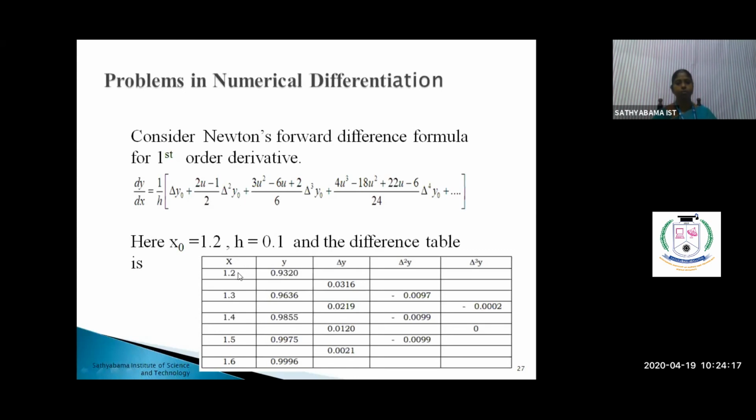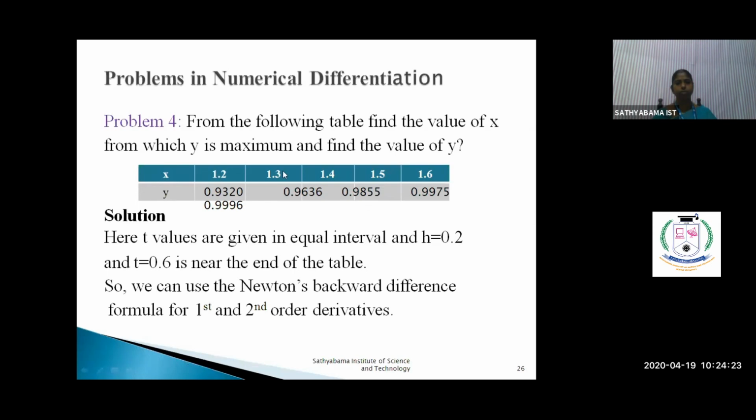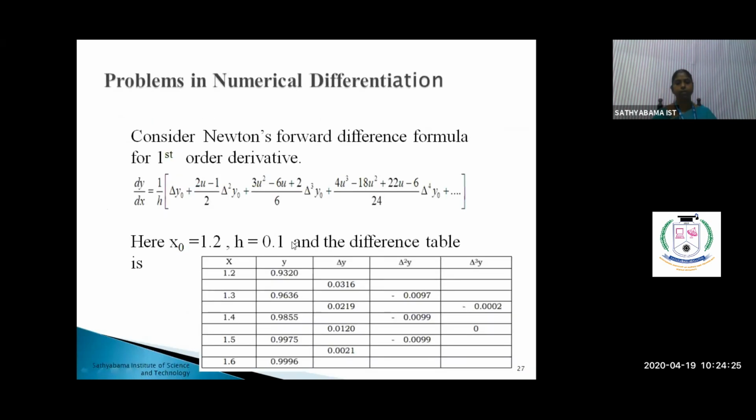So the dy by dx formula is written for any x, and here x naught is 1.2, h is equal to 0.1. Okay, that we found from the table. 0.1 is your h value, and the difference table is drawn here: the x values, y values and the first order, second order, third order differences. And since this third difference is very small, I can neglect it.